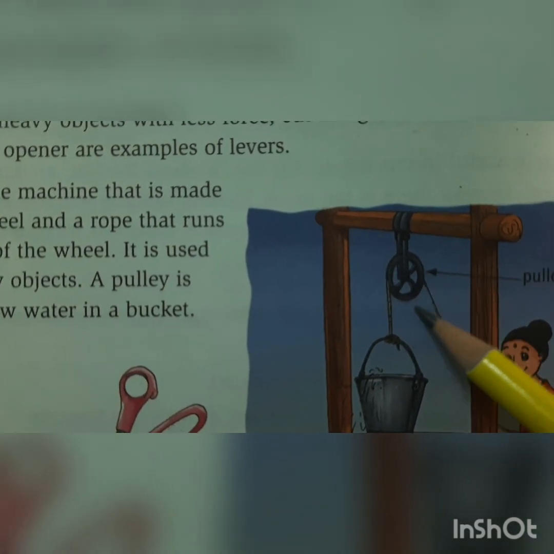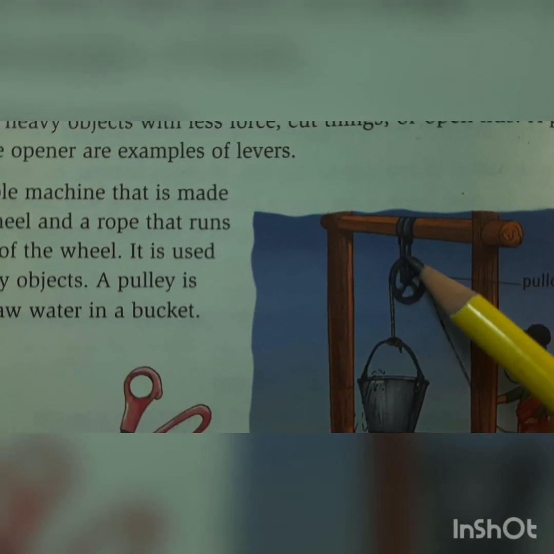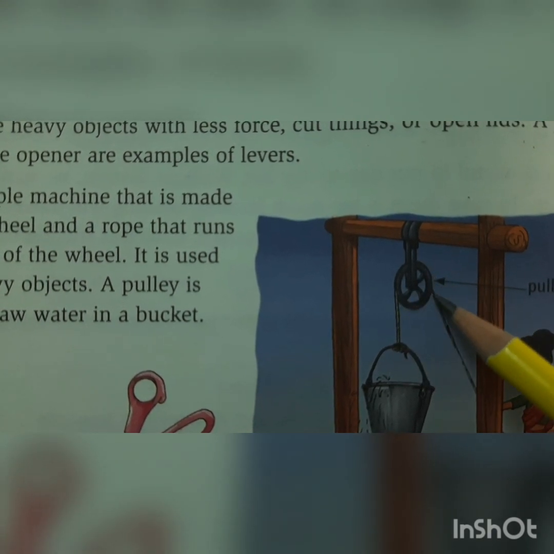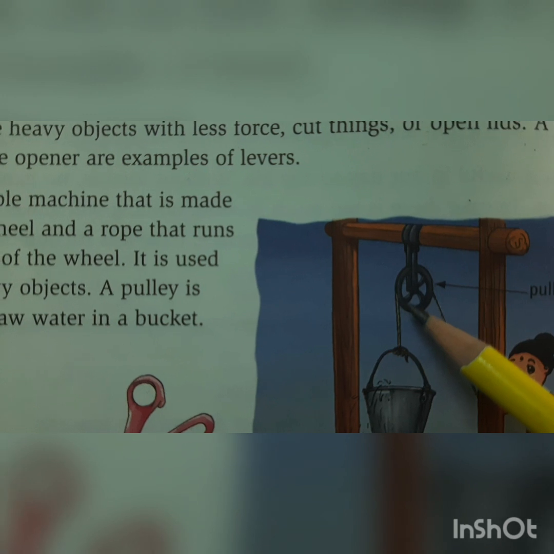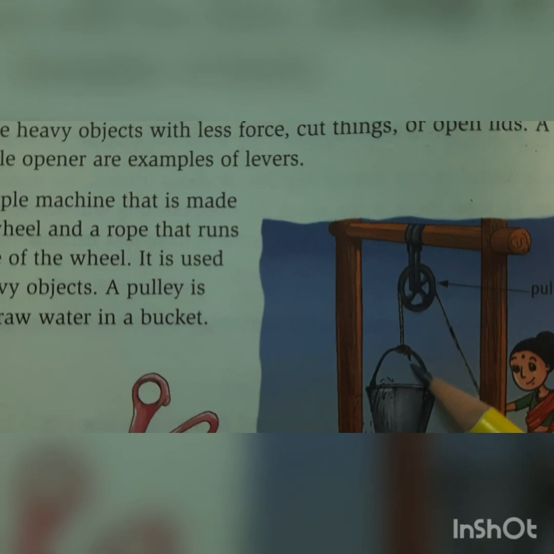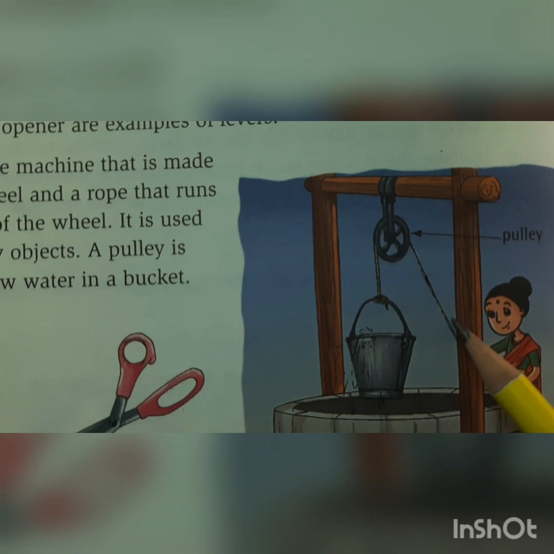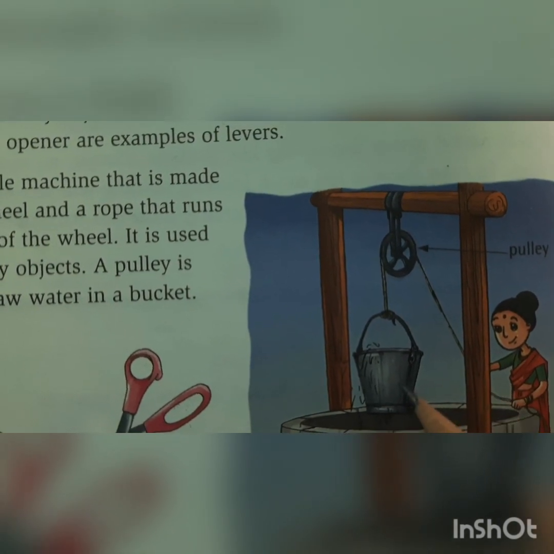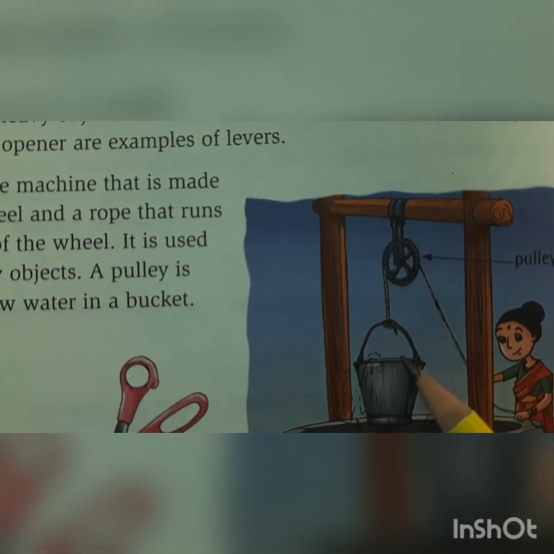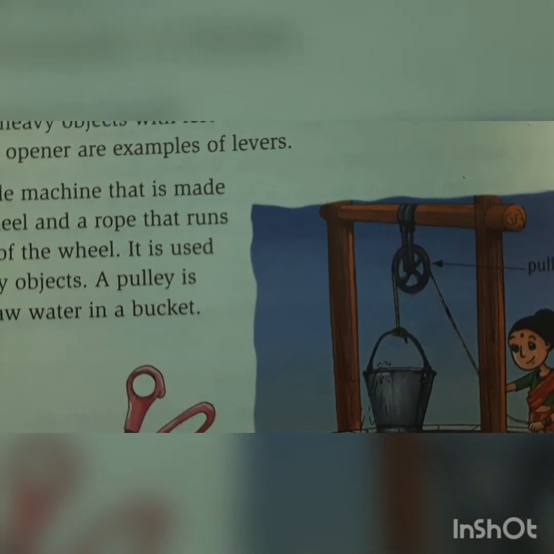You can see this is a wheel. In the middle, there is a narrow, long, round cutting, so that the rope can move smoothly on this wheel. This is known as a groove. So a round groove is made on the wheel, and then a rope is tied to the pulley. Then slowly force is applied on the rope, and when you pull the rope, it lifts the heavy bucket of water. Then you can easily pull or lift the bucket.